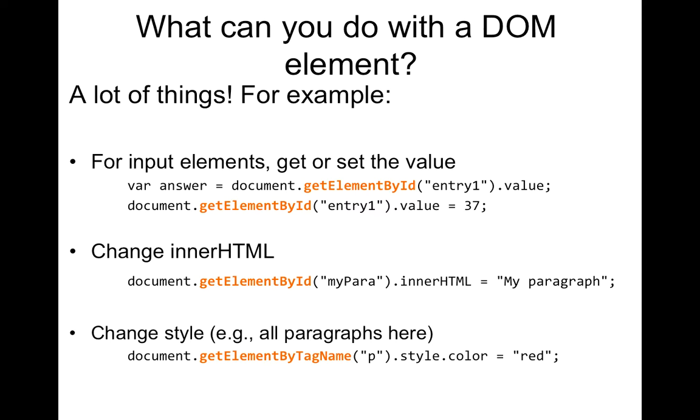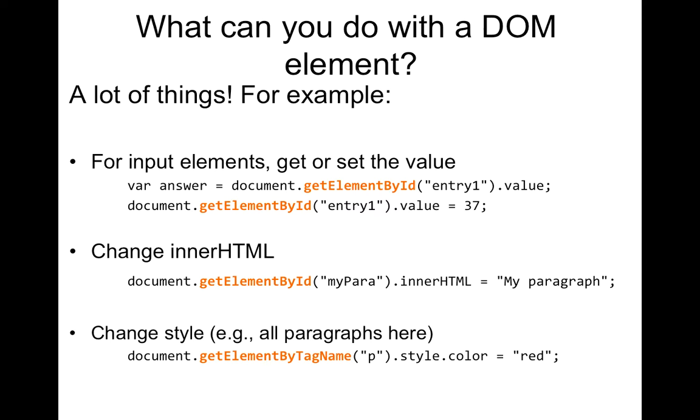You can also change a style element for a particular tag, in this example, by referencing it using the getElementByTagName method, and then you can set the style property of that element, and you can set the color property of the style property. Notice how these things can contain nested objects, to the color red in this example.